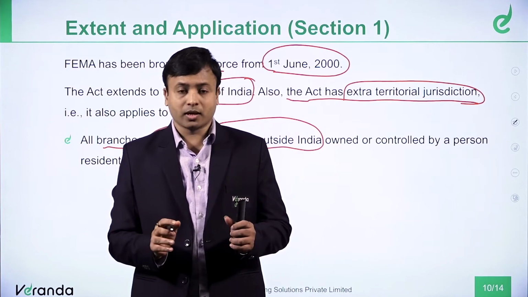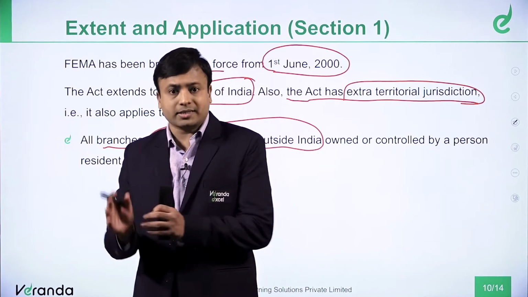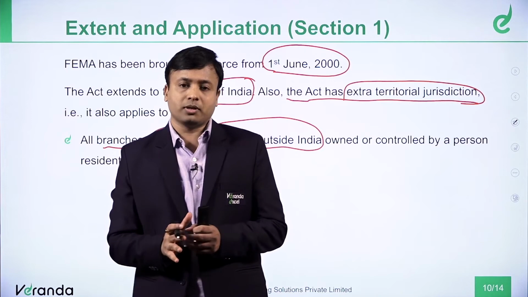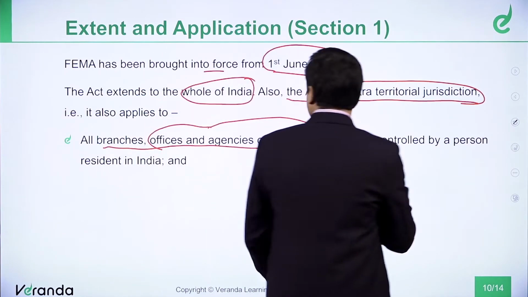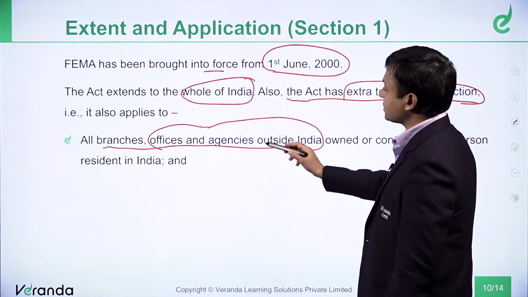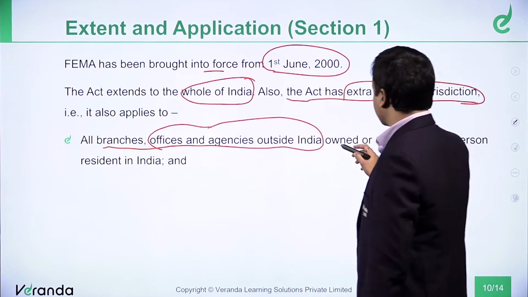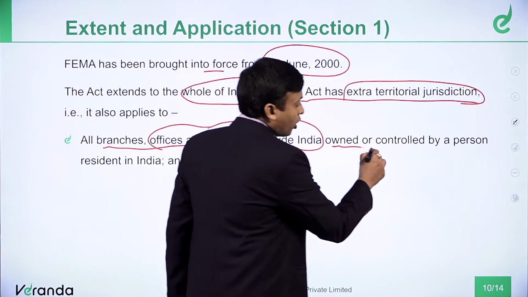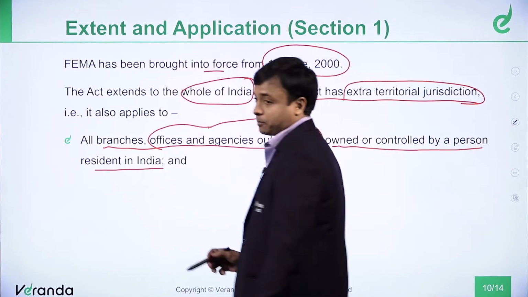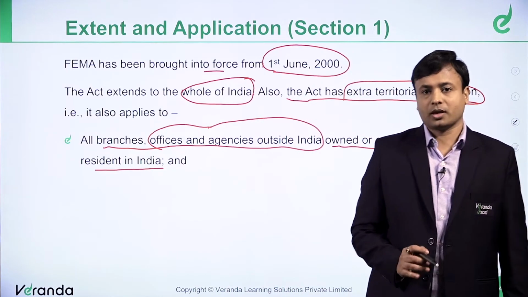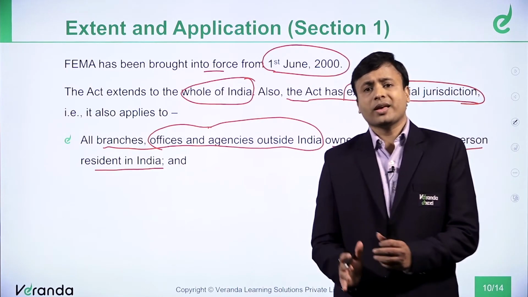That means, if a branch is existing in London, say for example, will it apply? So, let us read the full definition. It says all branches, offices, agencies outside India owned or controlled by a person resident in India. That means any branch, office or agency which is outside India.